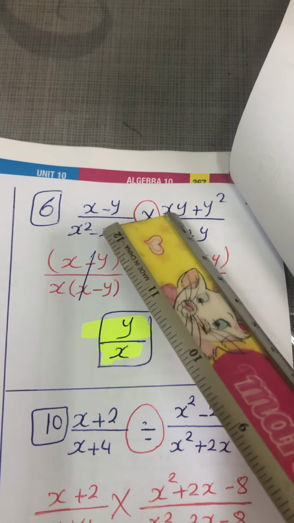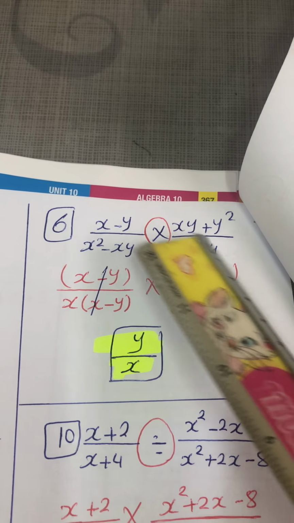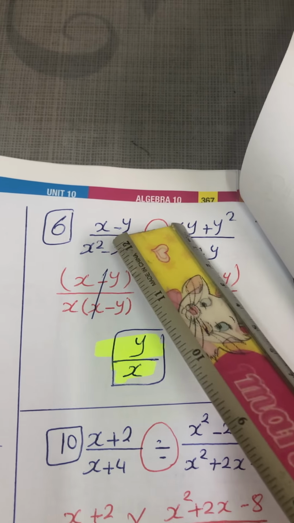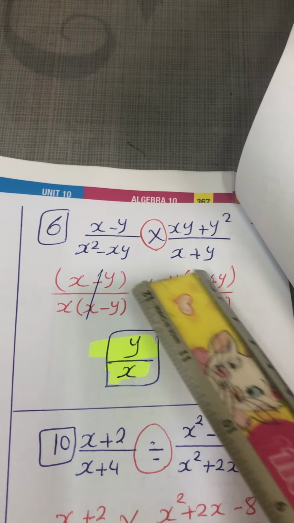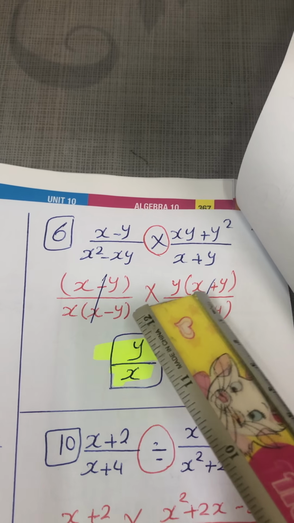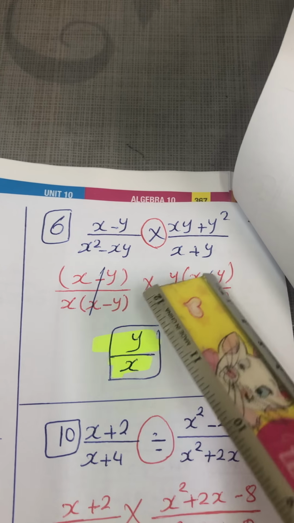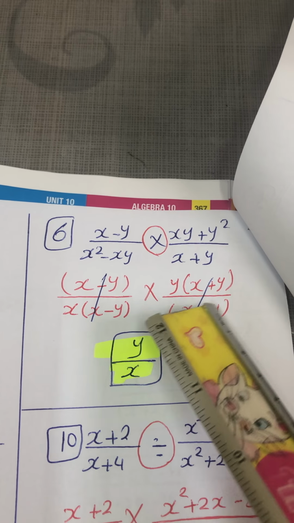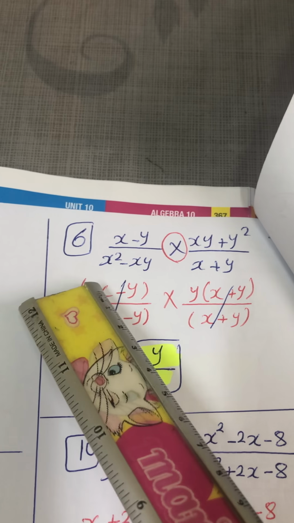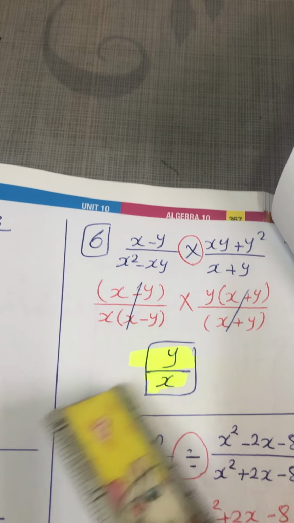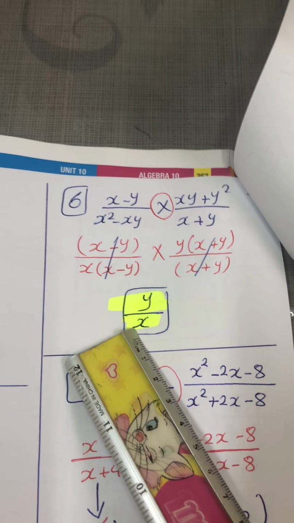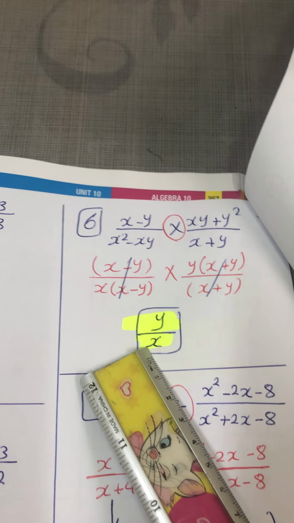And here I'll factorize the numerator. I'll take y as a common factor. So xy divided by y equals x, y squared divided by y equals y. And down x plus y. Now I have the same brackets, x plus y up and down. Cancel it. What do you have up? You have 1 multiply y and down x multiply 1. So the answer is y over x. Nice.